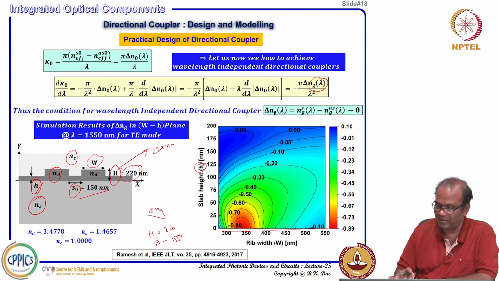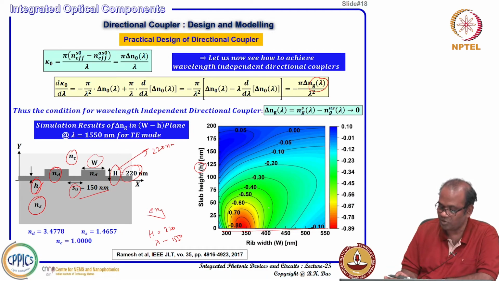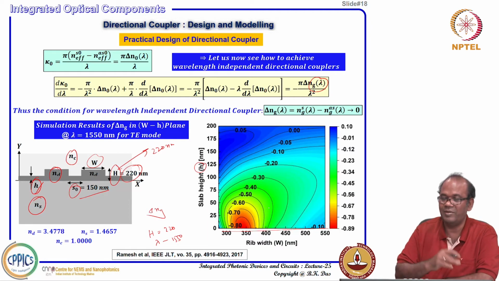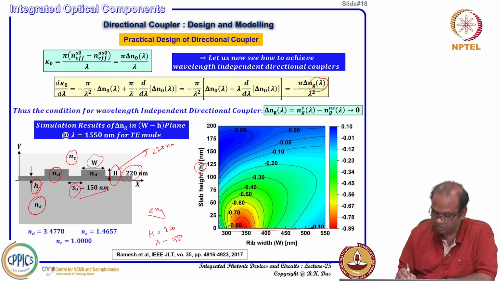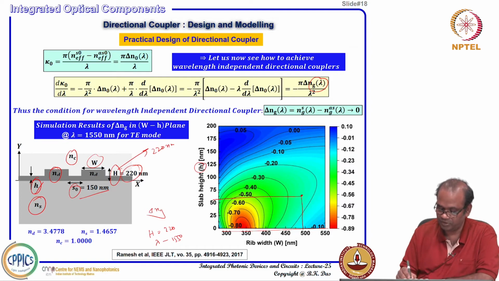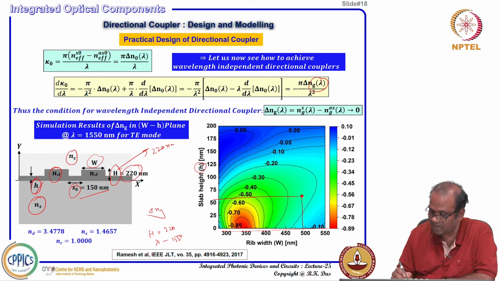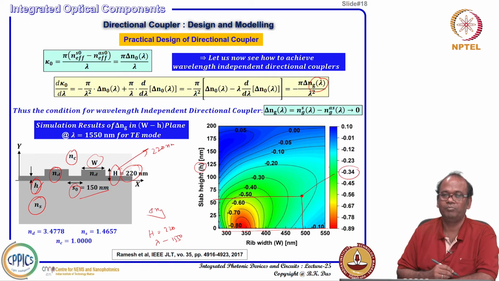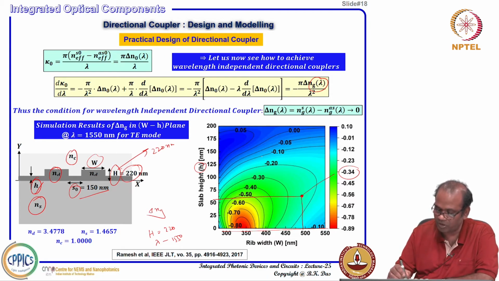And in this plane, the color profile shows the delta Ng value. If I just consider this point, for example, here, that means the waveguide width is this much and the slab height is this much, this 50 nanometer or above 50 nanometer. Whatever the color is there, that color corresponds to, for example, somewhere here. So, delta Ng is about minus 0.34. So, this is how we have mapped it, and some contour plots are given.